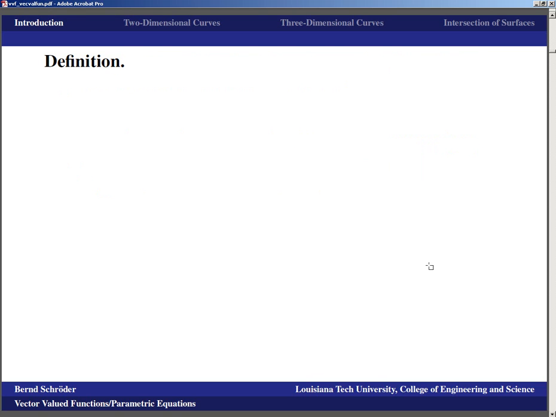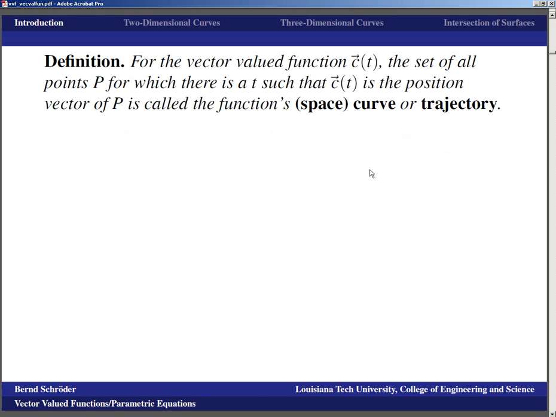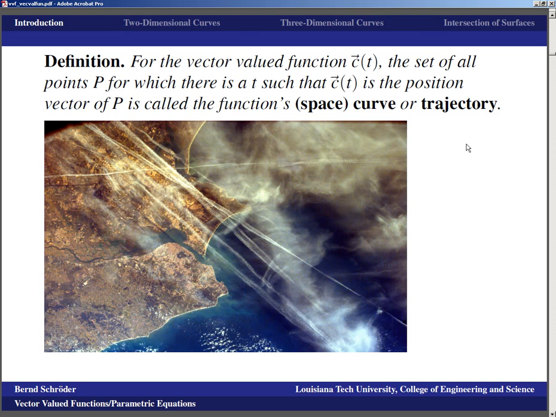Okay, so for the vector-valued function, as we already have indicated, the set of all points for which there is a t, so that c of t is the position vector of the point P, that's the function's curve, space curve, or trajectory. So that is what I also mentioned before, and this image I found on a NASA site, and it's also credited to Jet Propulsion Laboratory, University of California at San Diego.